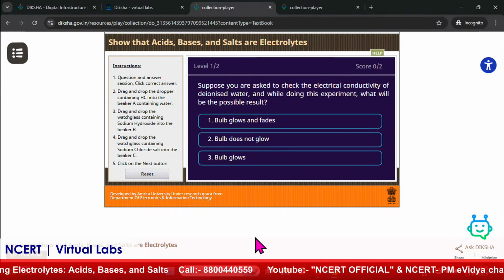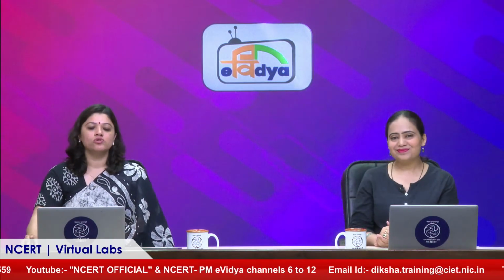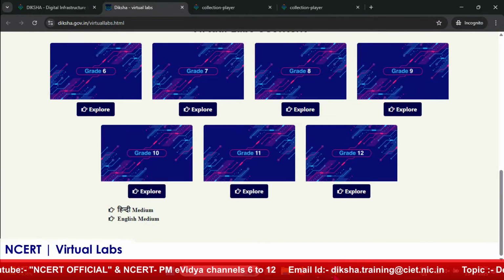And ma'am, side by side we are getting questions to assess ourselves. Is there any other assessment also, like some other objective type questions, that finally after performing the entire experiment we can do the final assessment? Yes, there is assessment also. For that we can go to the assessment.